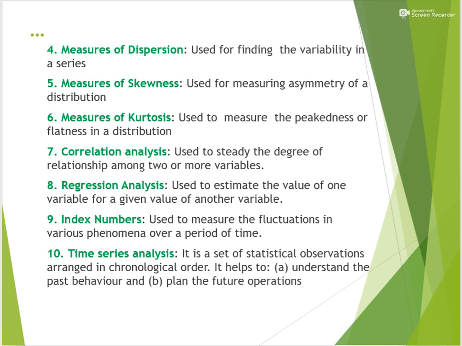Correlation analysis is used to measure the degree of relationship that exists between two or more variables. The next one is regression analysis. This is used to estimate the unknown value of one variable for a known value of another variable. Yet another technique is index numbers. This is used to study the fluctuations in a phenomenon over a period of time.